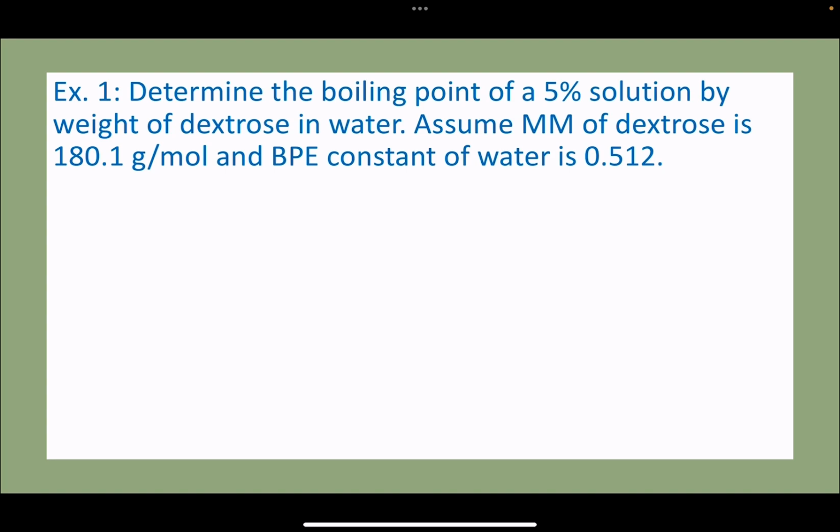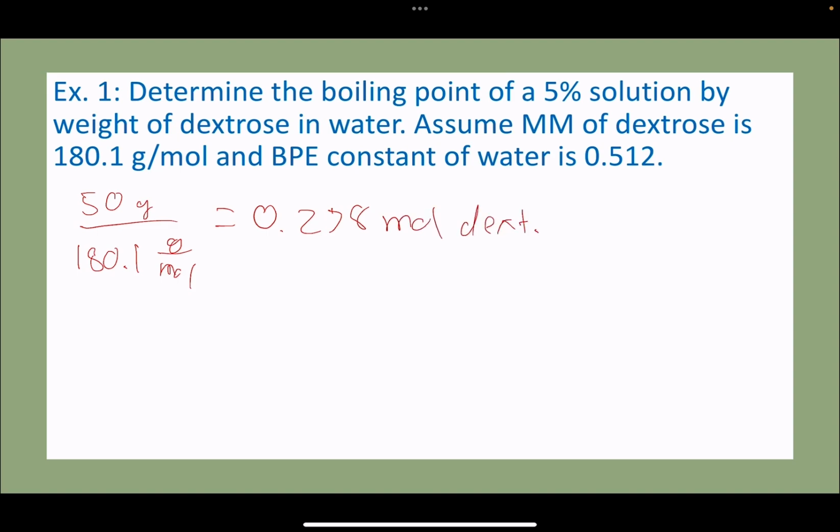The first step is to determine the molality of the solution itself. Molality, remember, is the moles of solute per kilogram of solvent. If we assume that we're dealing with 50 grams of dextrose, we divide that by the molar mass, 180.1 grams per mole, and obtain 0.278 moles of dextrose in 950 grams of water. 950 grams of water is equal to 0.95 kilograms. And so we divide 0.278 moles by 0.95 to get the molality, 0.293 moles per kilogram.